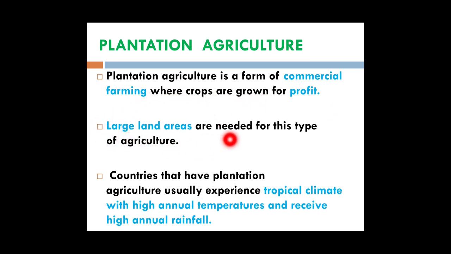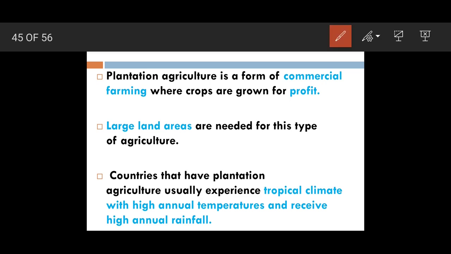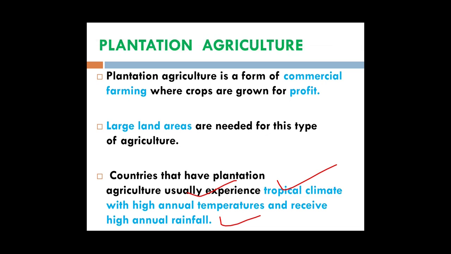Large land areas, just like commercial farming. Countries that have plantation agriculture usually experience tropical climate with a high annual range of temperature and receive a very good amount of rainfall. So the climate should be tropical, with high annual temperature, and it should receive a good amount of rainfall. So these are the three requirements for a well flourishing plantation farm.